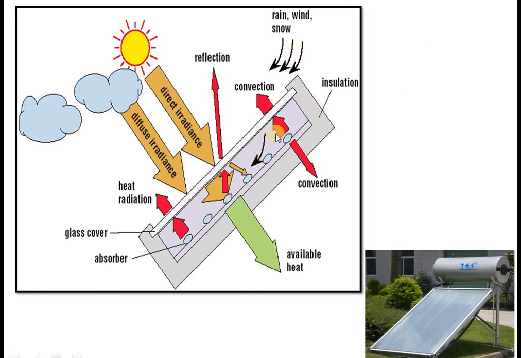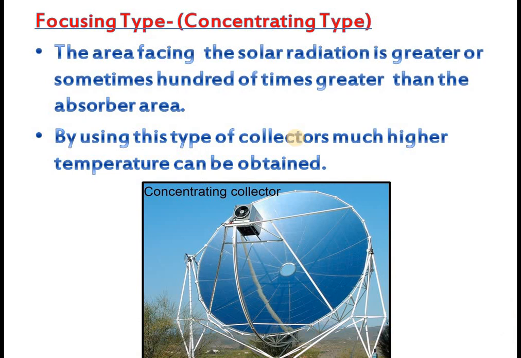So that means heat energy is getting trapped inside. Then this heat energy is transferred to the liquid. So this is the process happening in a flat plate collector. Let us now see another type, the focusing type or concentrating type of solar energy collector.